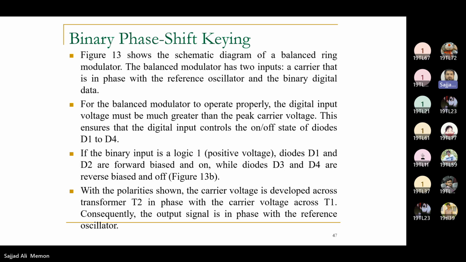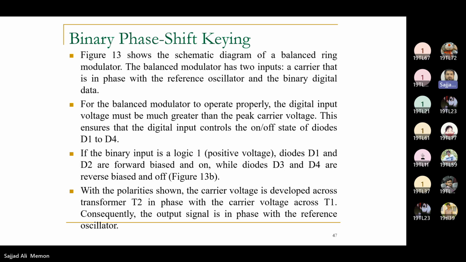Figure 13 shows the schematic diagram of a balanced ring modulator. The balanced modulator has two inputs, a carrier that is in phase with the reference oscillator and the binary digital data. For the balanced modulator to operate properly, the digital input voltage must be much greater than the peak carrier voltage. This ensures that the digital input controls the on-off state of the diodes, that is D1 to D4.